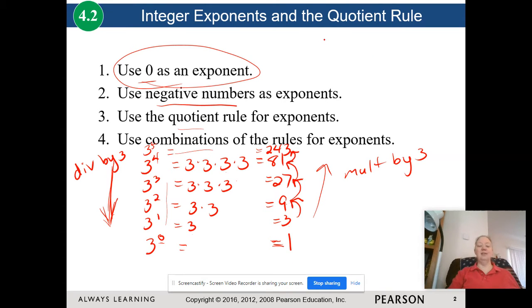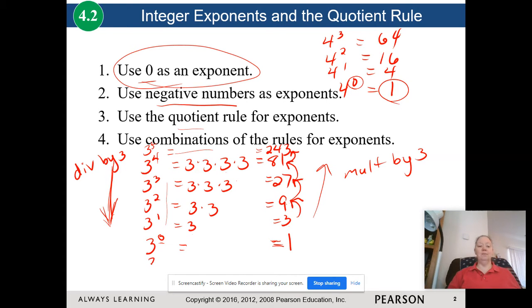So if I had, let's do 4. 4 to the 3rd, 4 to the 2nd, 4 to the 1st, 4 to the 0. 4 to the 3rd is 64. Divide by 4, I get 16. Divide by 4, I get 4. Divide by 4, guess what? I get 1. Anything to the 0 power is equal to 1. Okay, that's important.